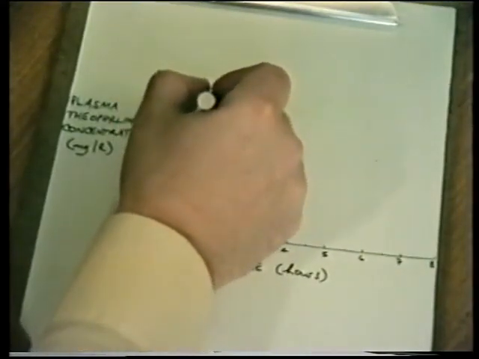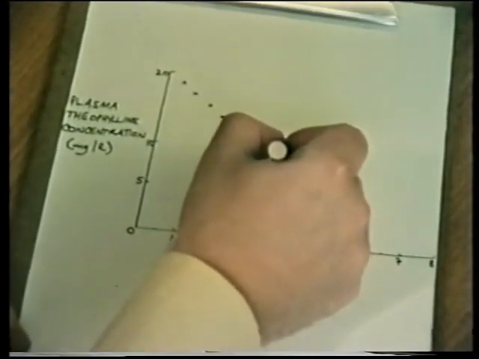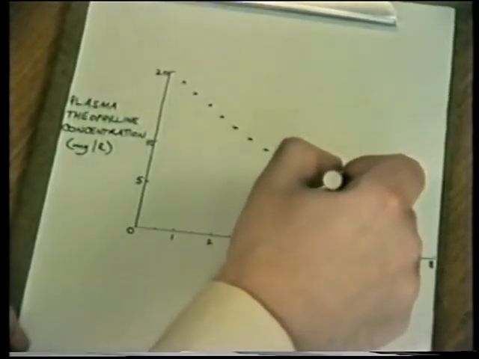I'd take the blood back to the laboratory, analyze the plasma for its theophylline content, and then, when I studied the results, I'd find out that the plasma theophylline concentration varied with time, something like this. It starts quite high, but then falls very rapidly over the next few hours.